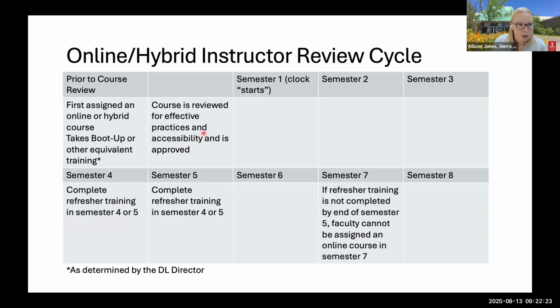Once a faculty member is approved to teach online or hybrid, let's say that the clock starts. So they have 1 semester, 2 semesters, 3 semesters. In semester 4 or 5, they need to complete their refresher training in order to remain able to teach online or hybrid. Does anybody know? I'm just going to throw this out there, especially if we have any chairs in the room. Anybody have any idea why we're asking folks to complete this refresher training in semester 4 or 5 so that they can stay current for semester 7?